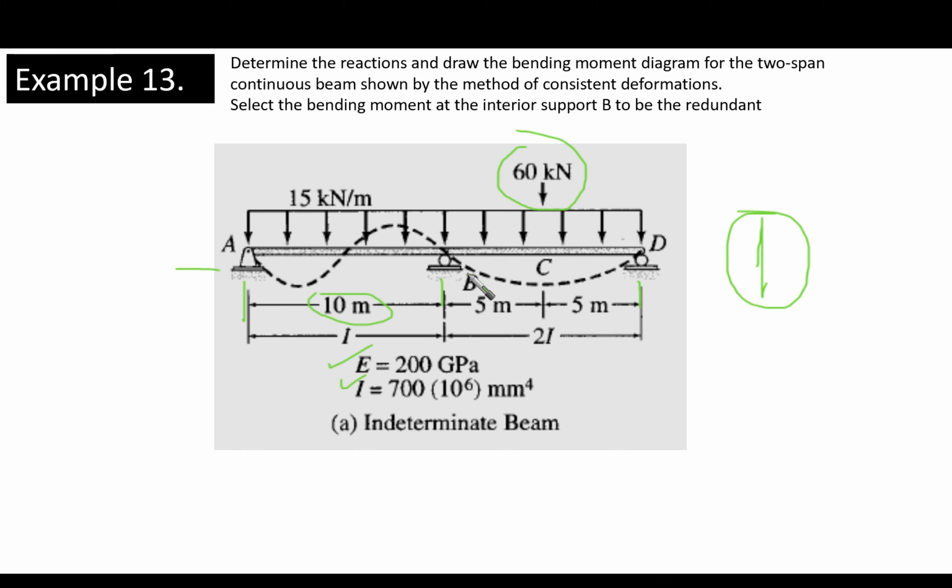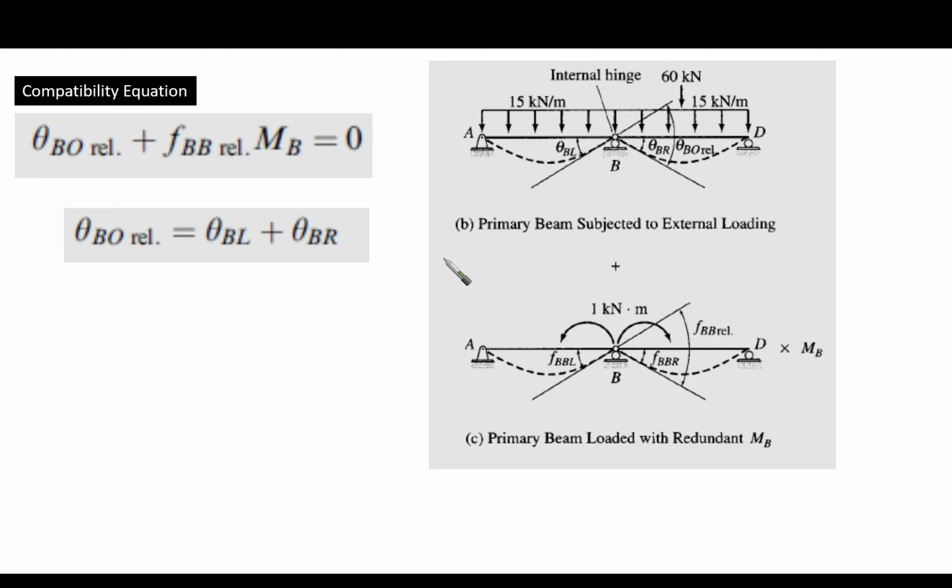Then I ask you in this example to take the interior support B to be the redundant, the bending moment at the interior support B to be the redundant. So we are going to remove this roller support and introduce a hinge here, and we're going to use it as our primary system. Now let's jump into the next case.